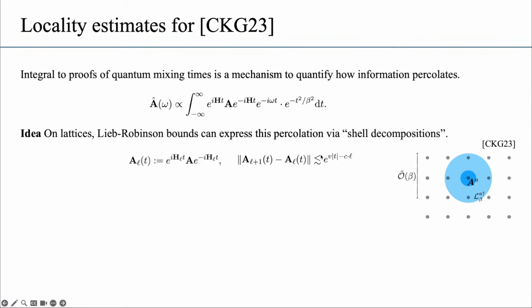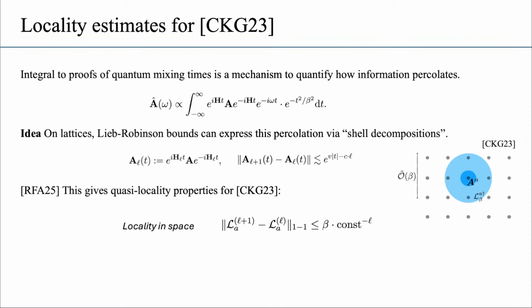That's all it's really saying. Some people call this a shell or annulus decomposition because you're writing the local operator as a sum over shells. Good. So what RFA, this initial paper on non-commuting systems, did was to observe that this just immediately gives quasi-locality properties for the dynamics. In particular, the dynamics, the Markov chain updates, much like the time evolutions, also satisfy this form of locality, exponentially decaying in distance.